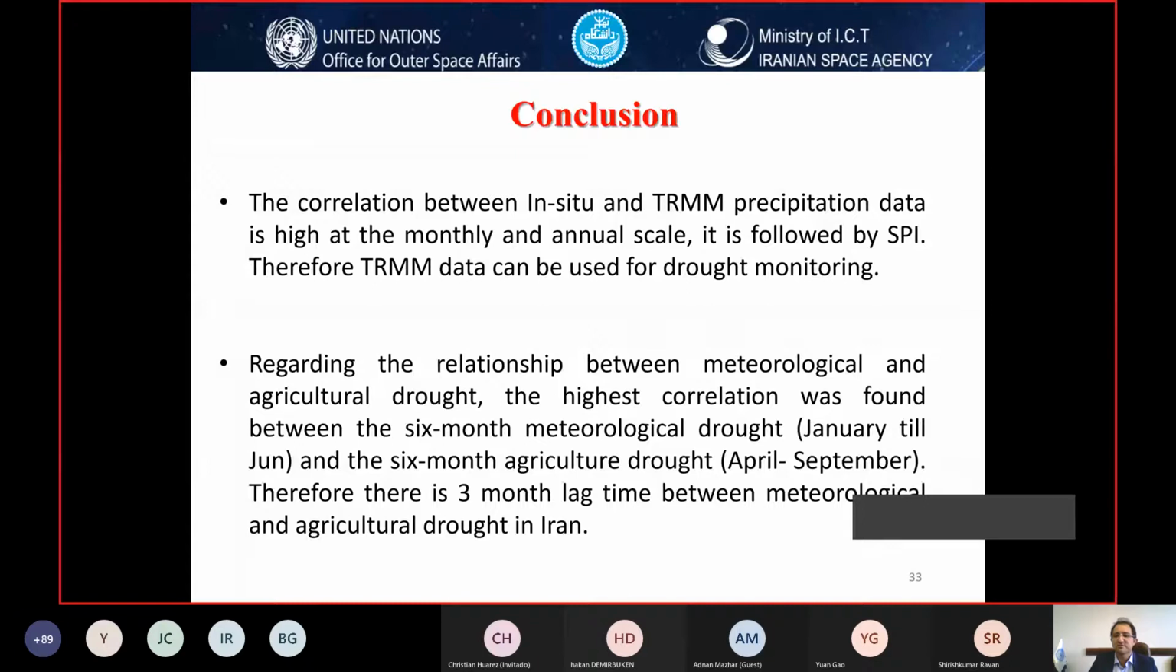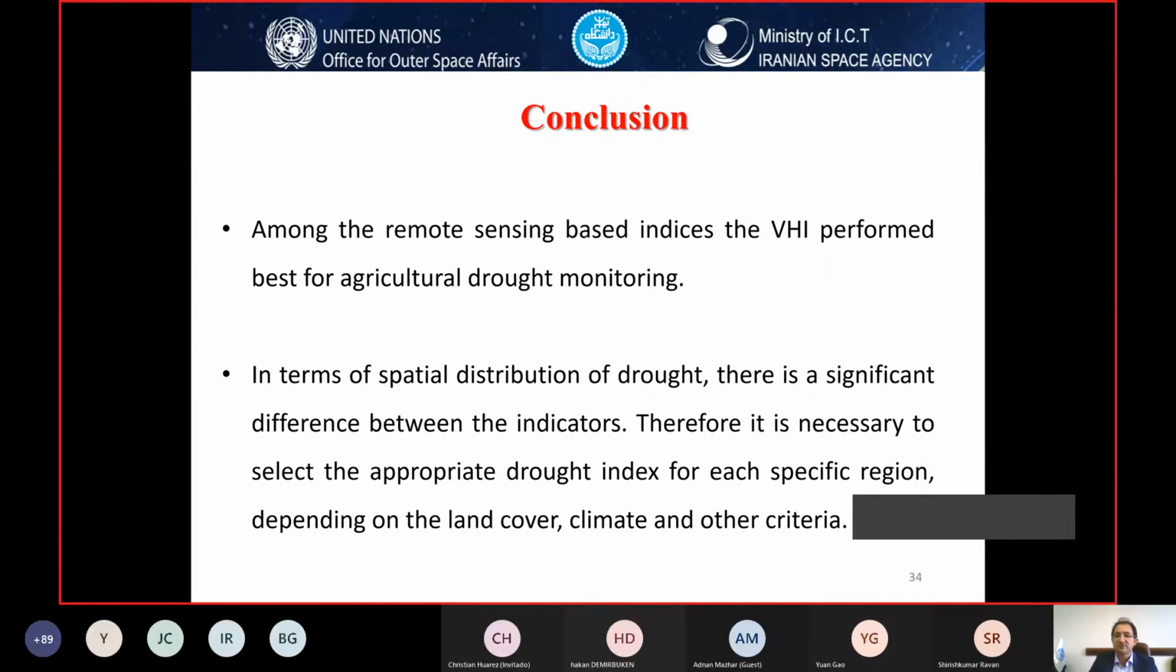Regarding the relationship between the meteorological and agricultural droughts, the highest correlation was found between the 6-month meteorological drought, or SPI, from January till June and the 6-month agricultural drought, or VHI, from April to September. Therefore, there is a 3-month lag time between the SPI and the agricultural drought index. Among the remote sensing based indices, the VHI performs best, and in terms of spatial distribution of drought, there is a significant difference between the indicators.